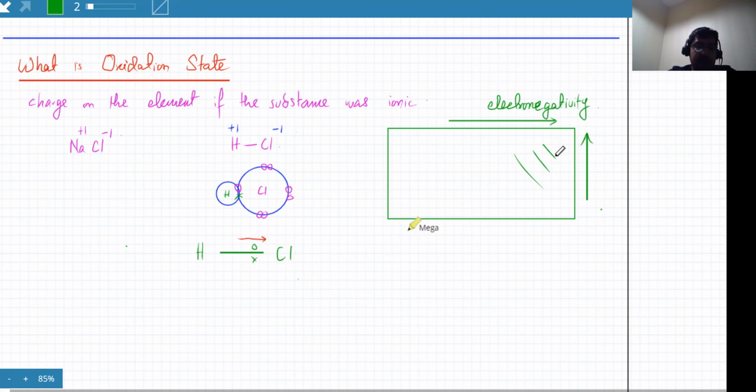Cl would not be able to gain all of the electrons because the H is also a non-metal, and non-metals always tend to pull electrons.